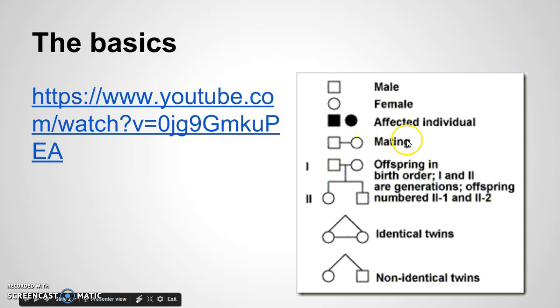If they mate, they're going to have a line in between them, and you're going to write the generations in birth orders. Identical twins are going to have the same symbol, male or female, and have this triangle. You're going to lose the bottom to the triangle with non-identical twins. You can have two males or two females with non-identical.